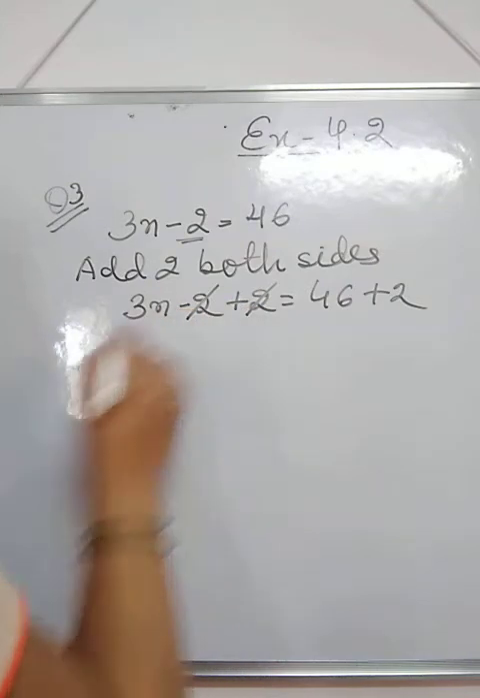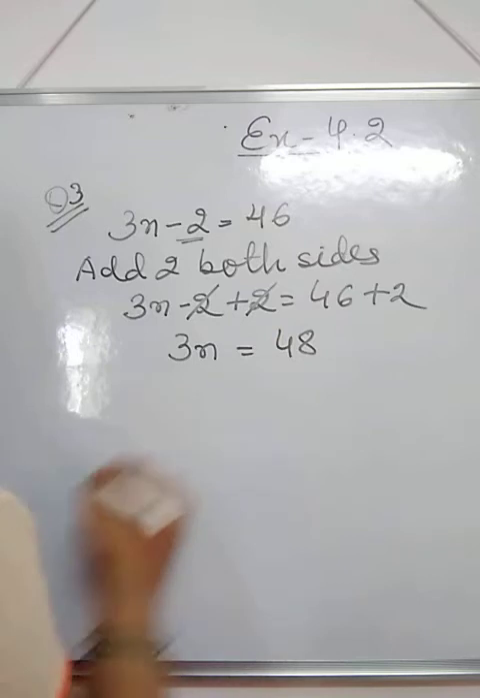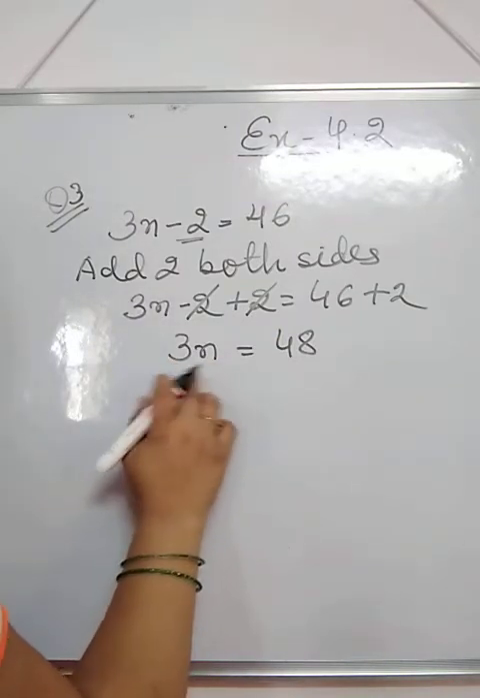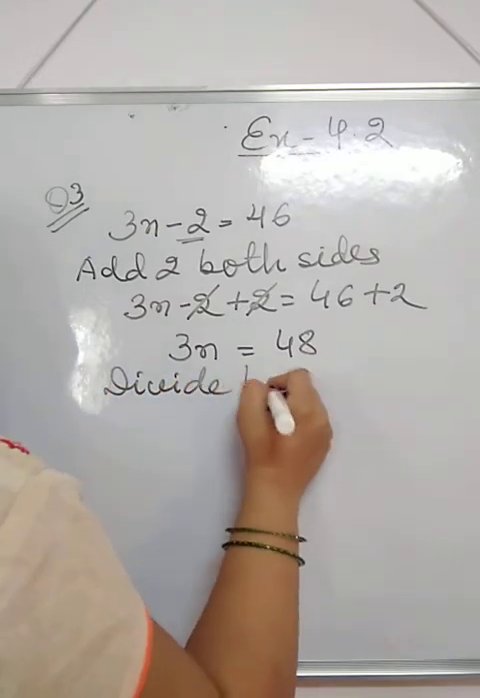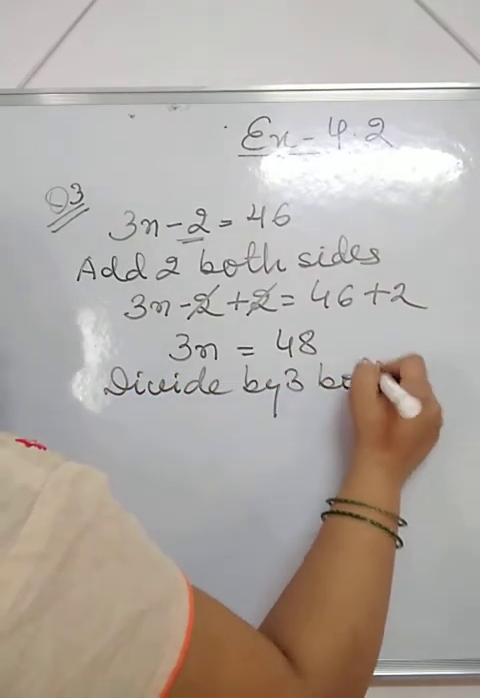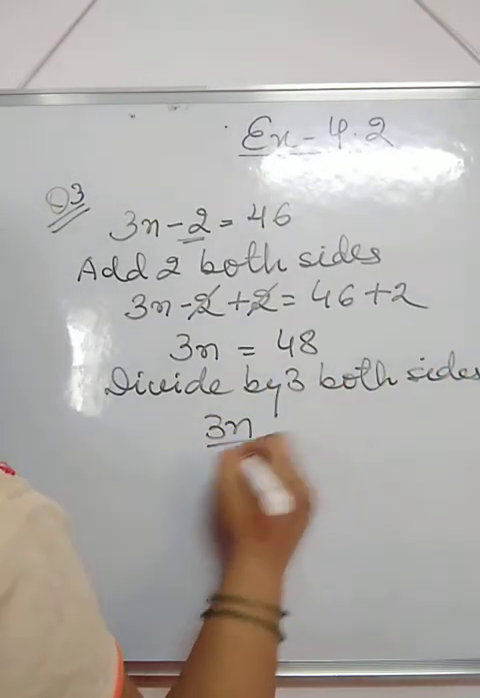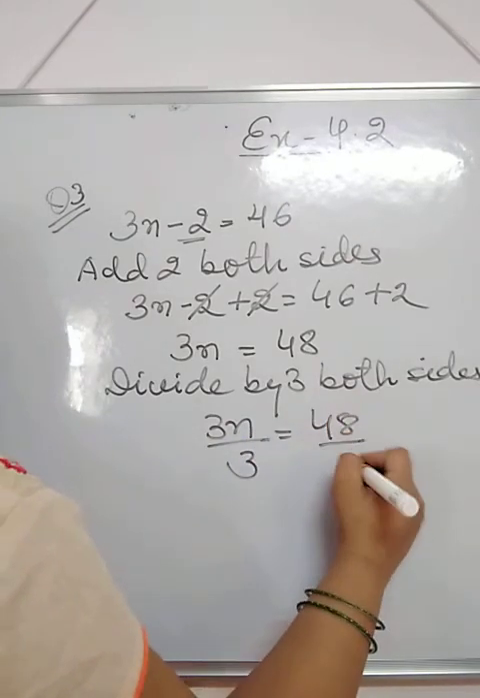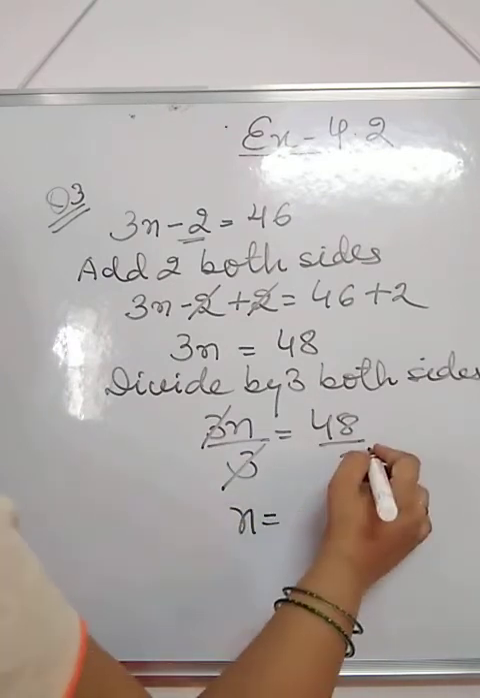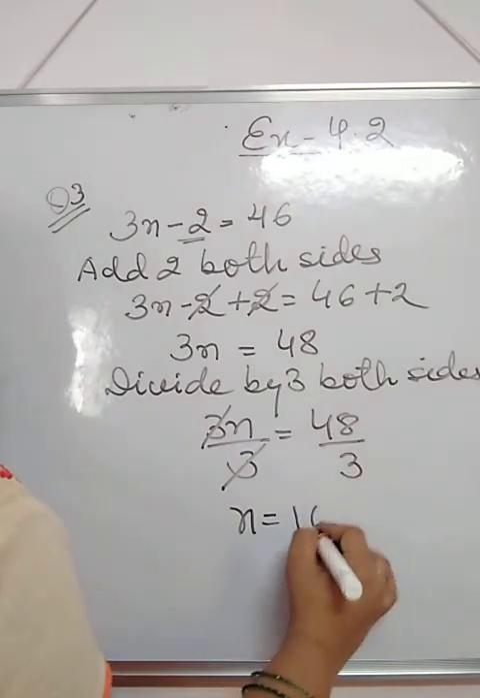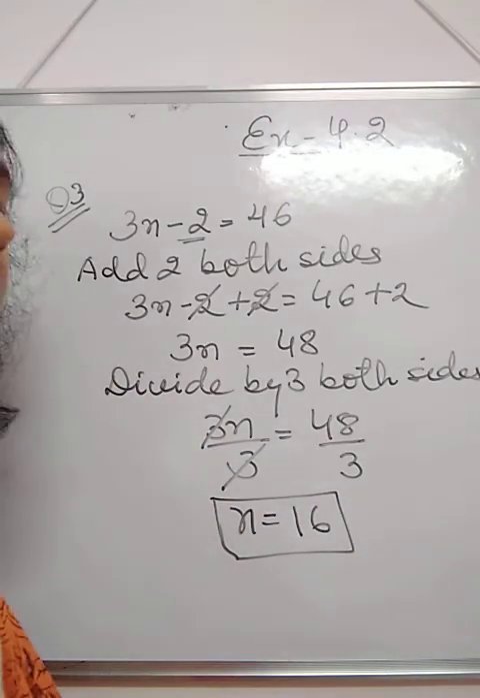Now this 2 is cancelled with this minus 2. What is left here? 3n equals to 48. Now this 3 is in multiplication with this n, so we will divide by 3 both sides. 3n divided by 3 is equal to 48 divided by 3. Now this 3 is cancelled with this 3. What is left here? n. Now divide 48 by 3, then you will get 16. So the value of the variable n is 16.